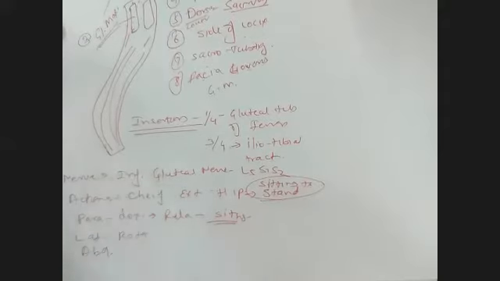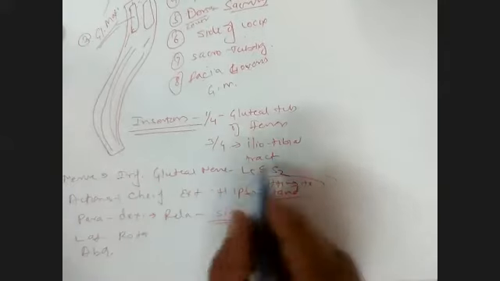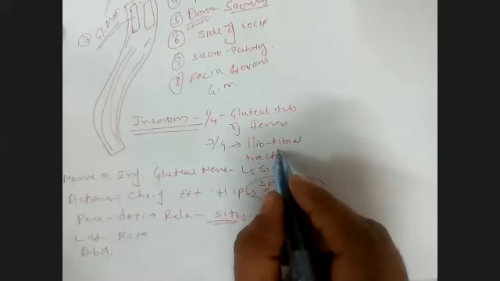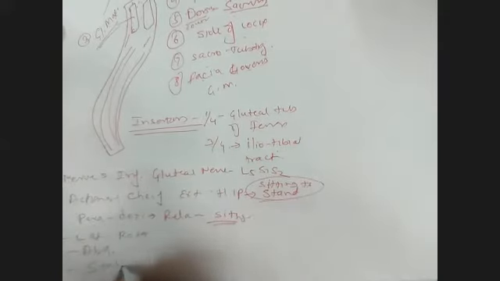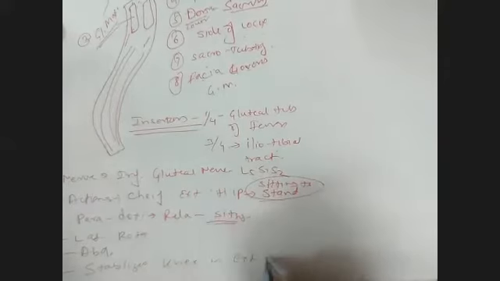It is also the lateral rotator of the hip joint. It also causes abduction of the hip joint. And because it gets inserted on the iliotibial tract, on which tensor fascia lata also gets inserted, it stabilizes the knee joint in extended position.